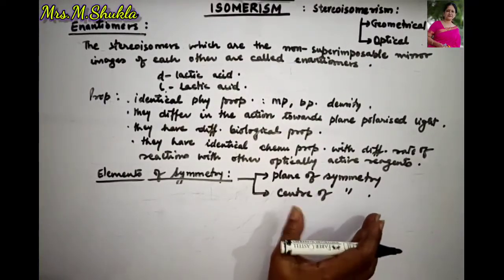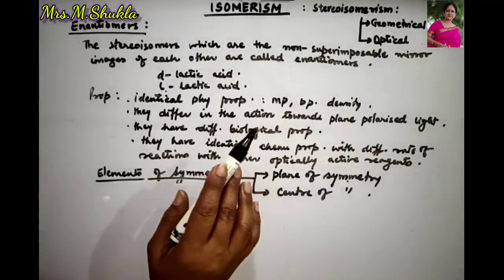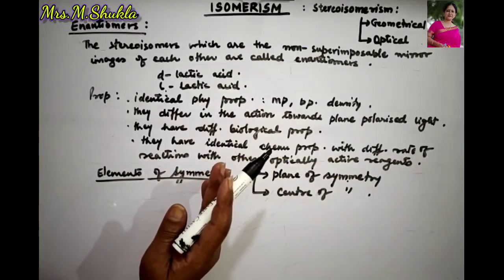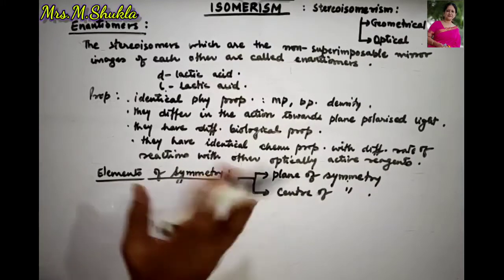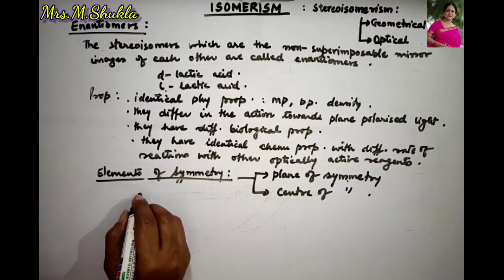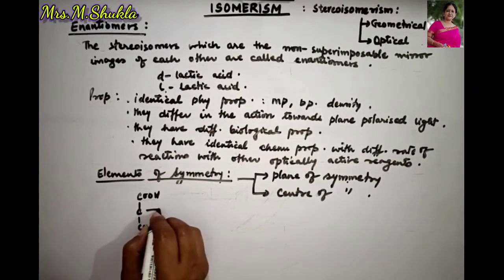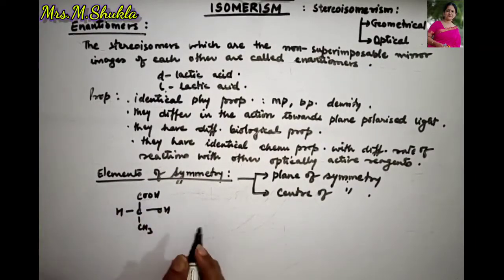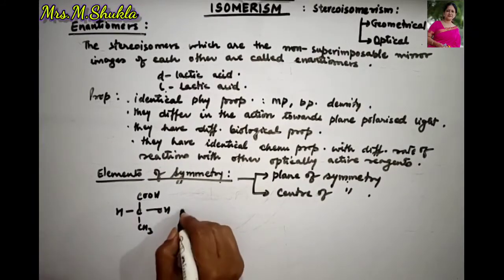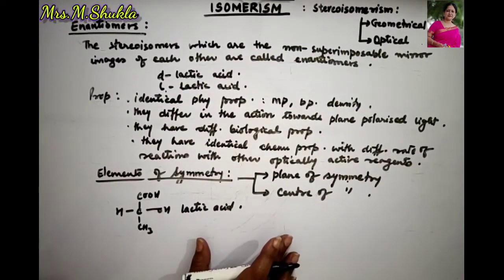So what do we mean by plane of symmetry? A molecule is said to have a plane of symmetry if it has a real or imaginary plane which, when passed through the molecule, bisects it so that one half is just like a mirror image of the other half. For example, you can see this COOH, CH3, OH and H. This shows the plane of symmetry, and this is an example of lactic acid. Now, what is center of symmetry?